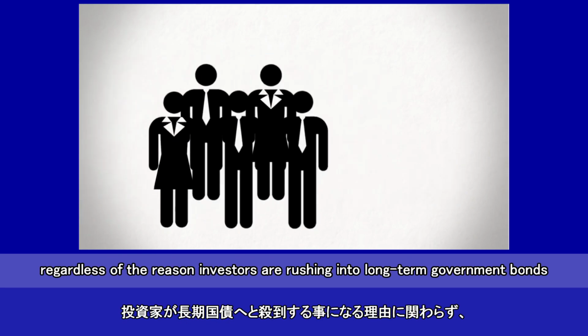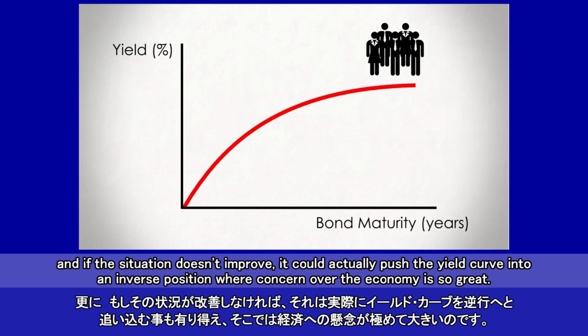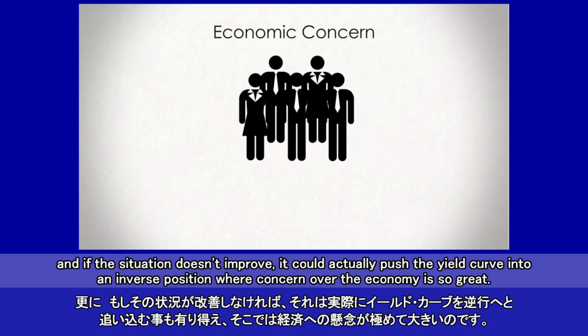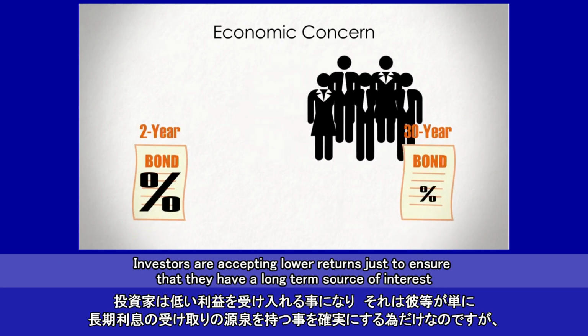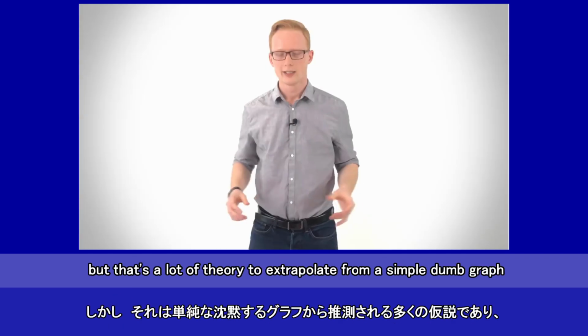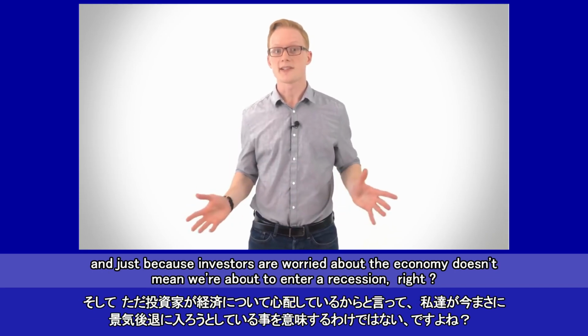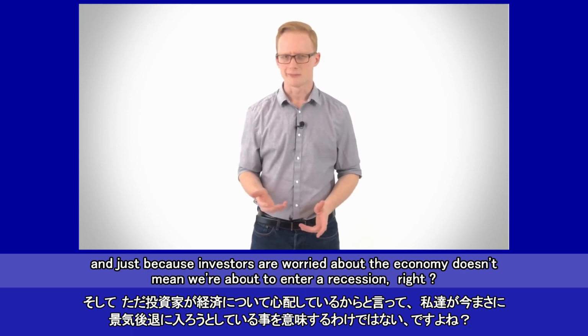Regardless of the reason, investors are rushing into long-term government bonds. And if the situation doesn't improve, it could actually push the yield curve into an inverse position, where concern over the economy is so great, investors are accepting lower returns just to ensure that they have a long-term source of interest. But that's a lot of theory to extrapolate from a simple, dumb graph. And just because investors are worried about the economy doesn't mean we're about to enter a recession, right?